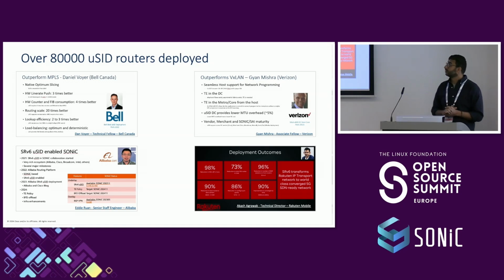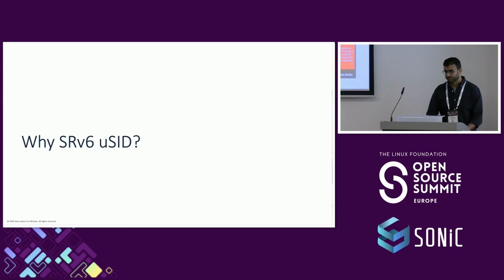In the first recording, Dan Voyer, the fellow from Bell Canada, talked about why they chose to move from MPLS to SRv6 in the transport and what the benefits are. From the data center viewpoint, Guillaume Meshra from Verizon talks about the benefits of SRv6 compared to VXLAN in the data center. Eddie Ruan from Alibaba talks about the SRv6 deployment at Alibaba, and this is very interesting because it's with SONiC. And Rakuten also talks about the benefits of deploying SRv6 into their networks. All of these presentations are public, and I leave you the link in the presentation.